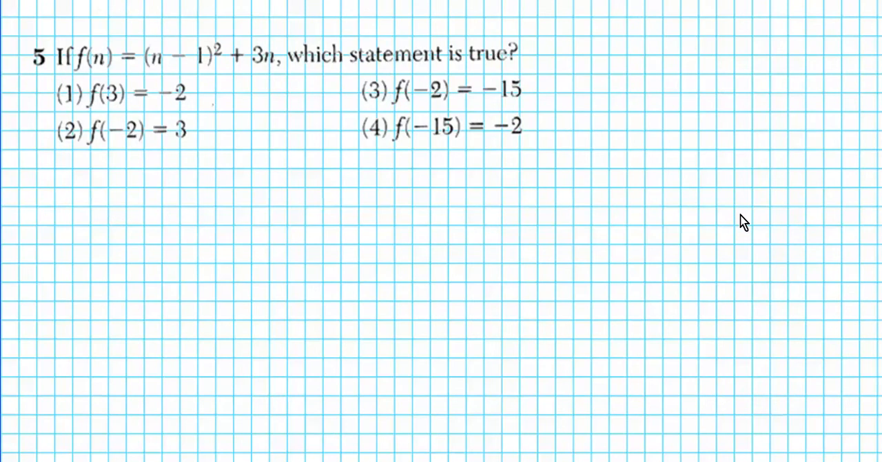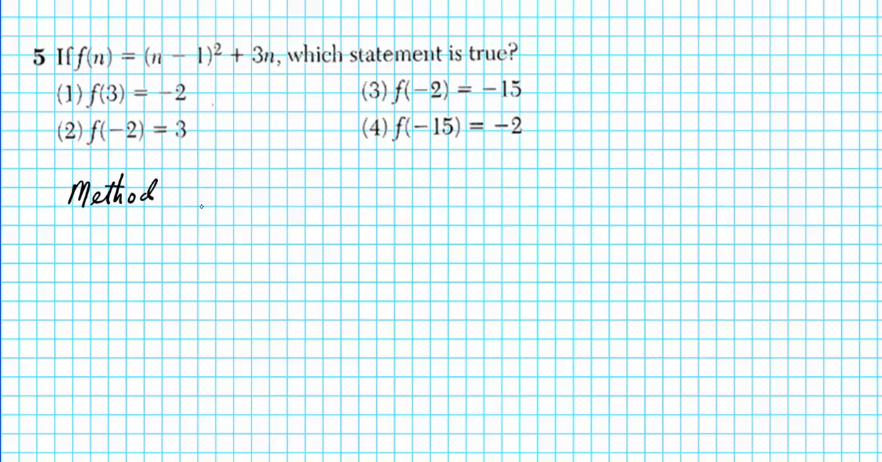All right, let's take a look at question 5. It says if f of n is equal to the quantity n minus 1 squared plus 3n, which statement is true? All right, there are two ways of doing this. You can do this with your calculator, which is really fast, or you can do it by hand. Okay, so I'm going to show you how to do it by hand first.